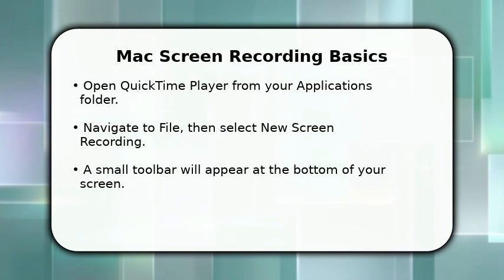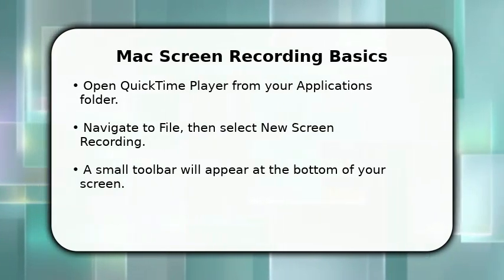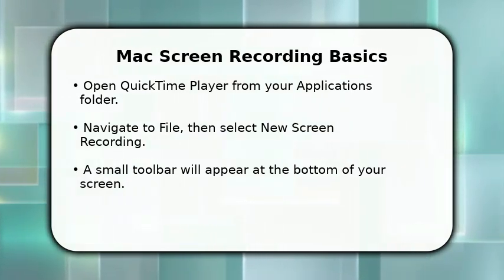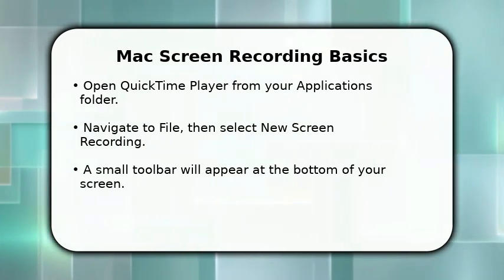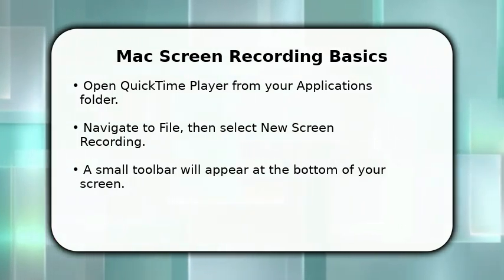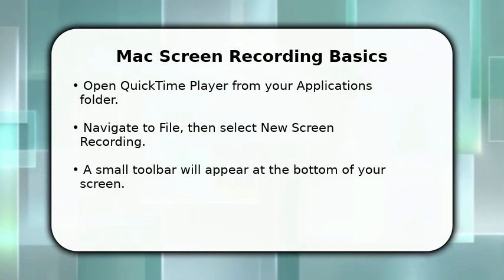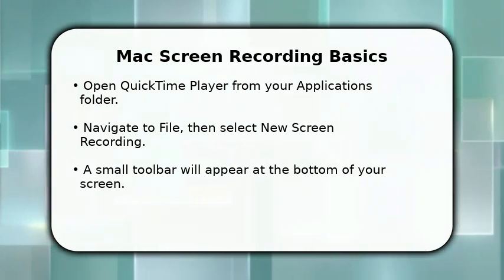In this video, I will show how to record your Mac screen with audio. First, open QuickTime Player, which you can find in your Applications folder. Once QuickTime is open, go to the File menu at the top of your screen and choose New Screen Recording.